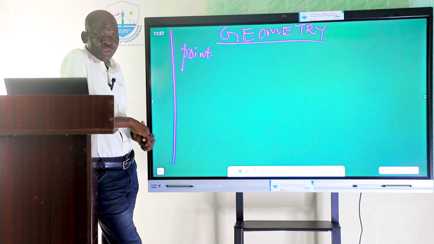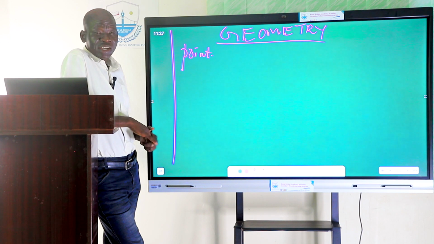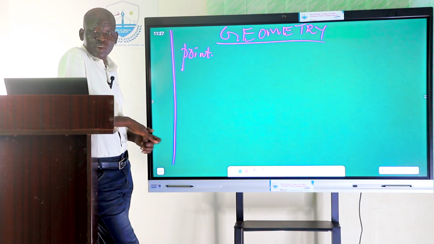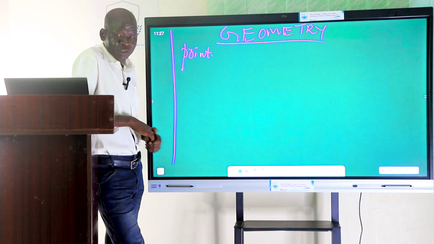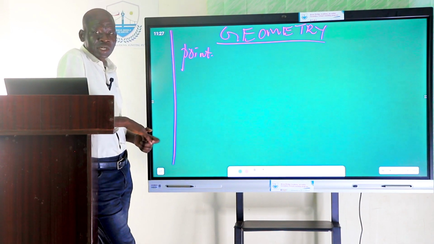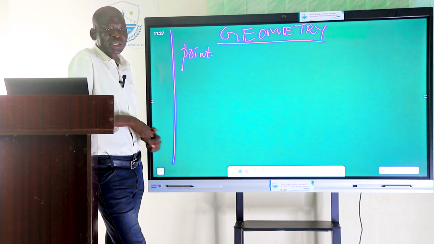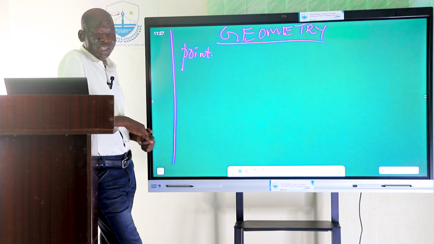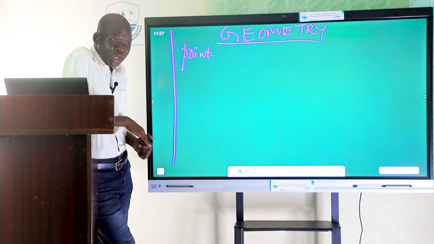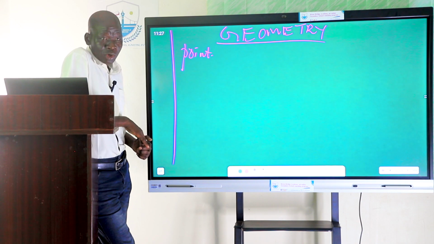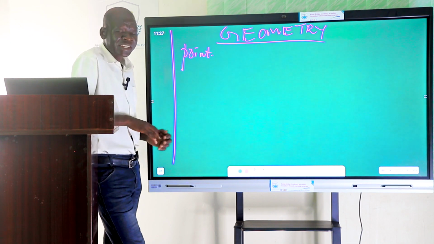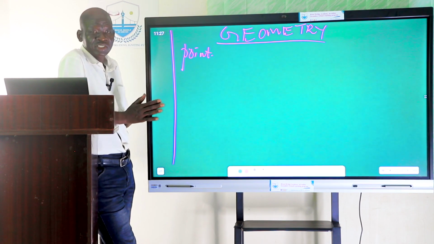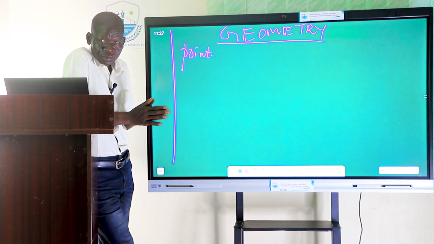A fundamental concept that represents an exact location in a space is what is referred to as what? A point. So, examples of a point is when you look at where the edge of a table ends, that is where a point is.